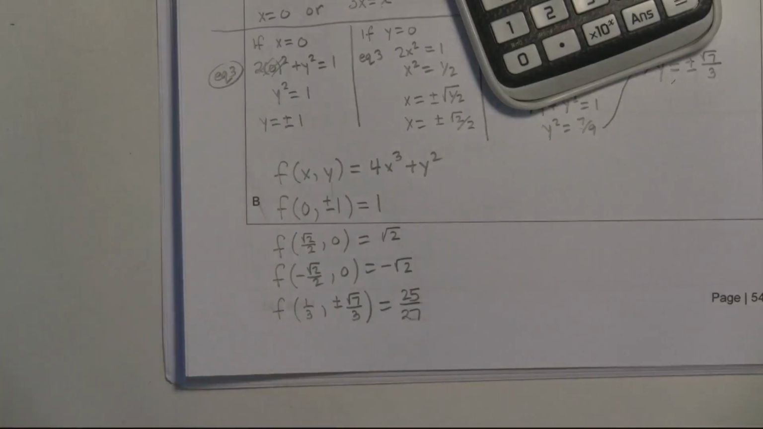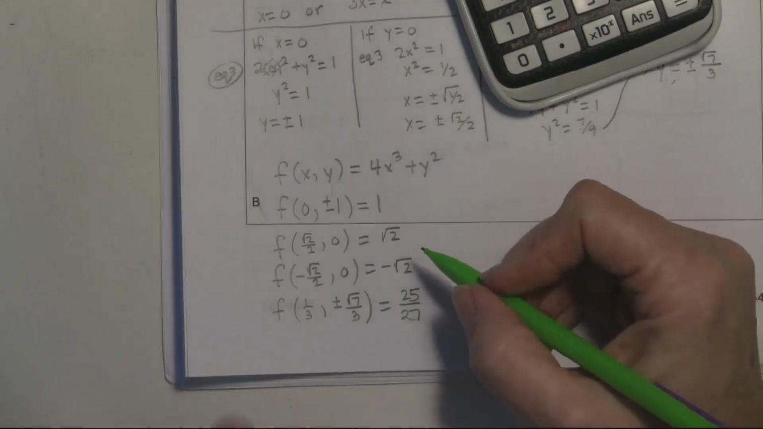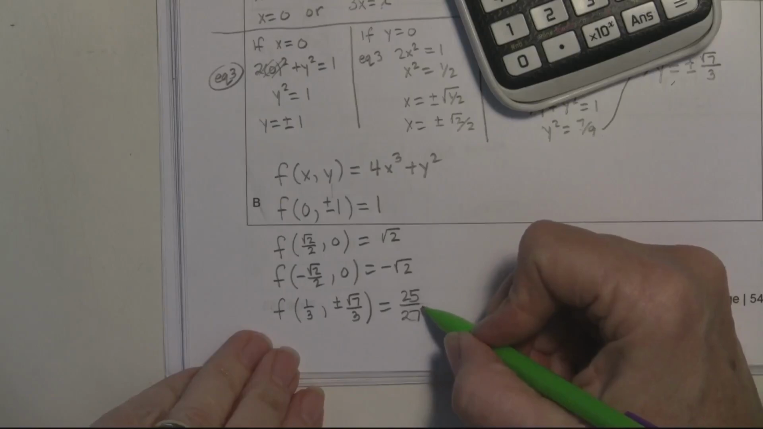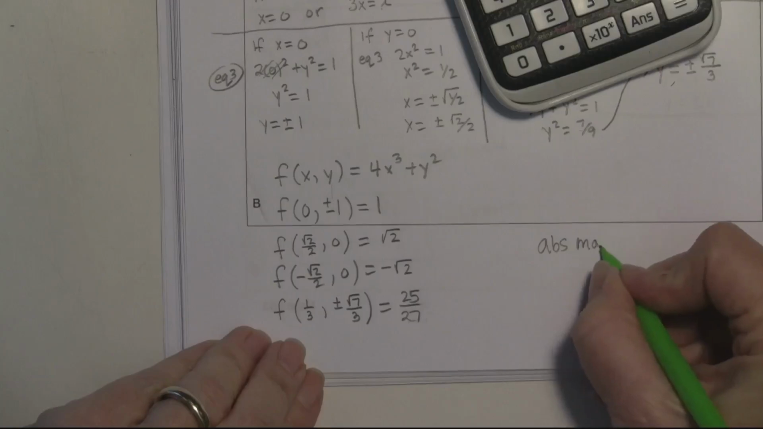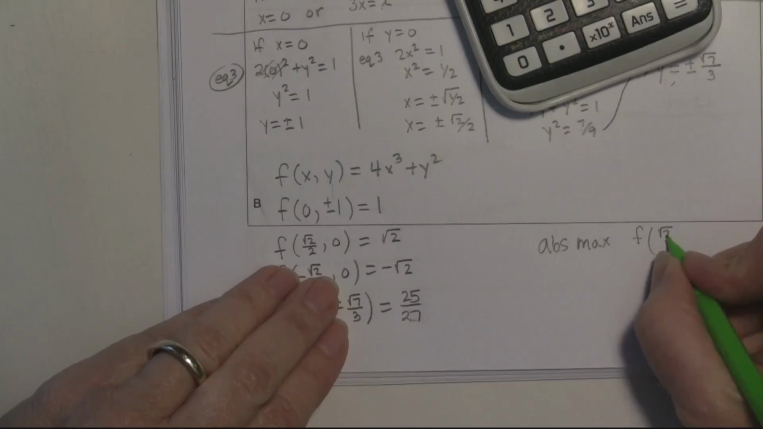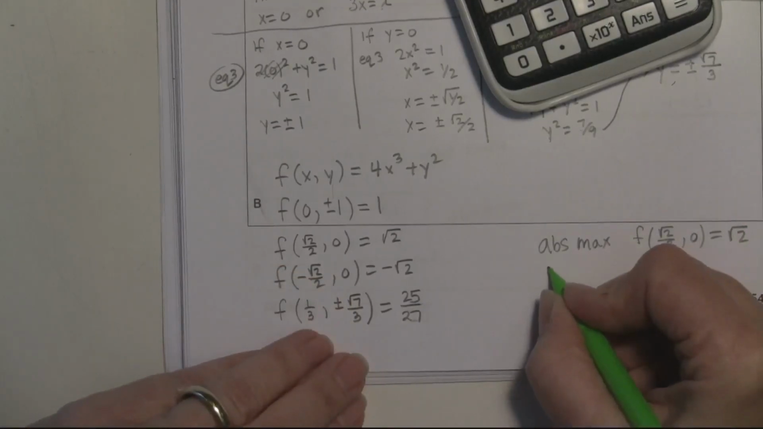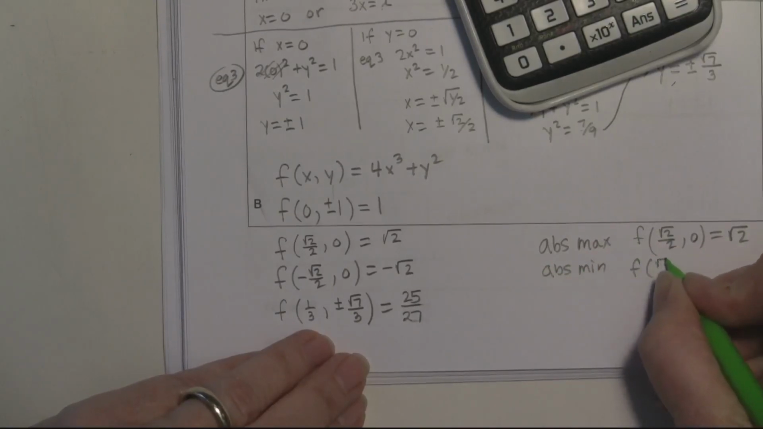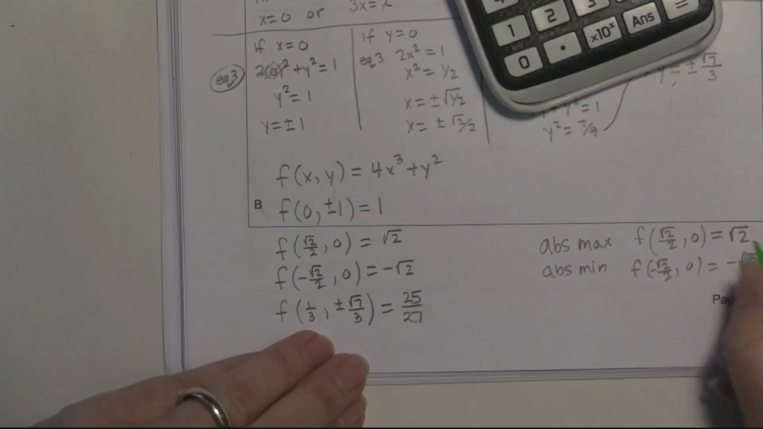Okay. So we're looking for the absolute biggest, right? And the square root of 2 is around 1.4. 25 over 27 is less than 1, and that's 1. So the absolute max, and we knew there was going to be an absolute max, is the square root of 2. And the absolute min is f of negative square root of 2 over 2, 0, which equals negative square root of 2.